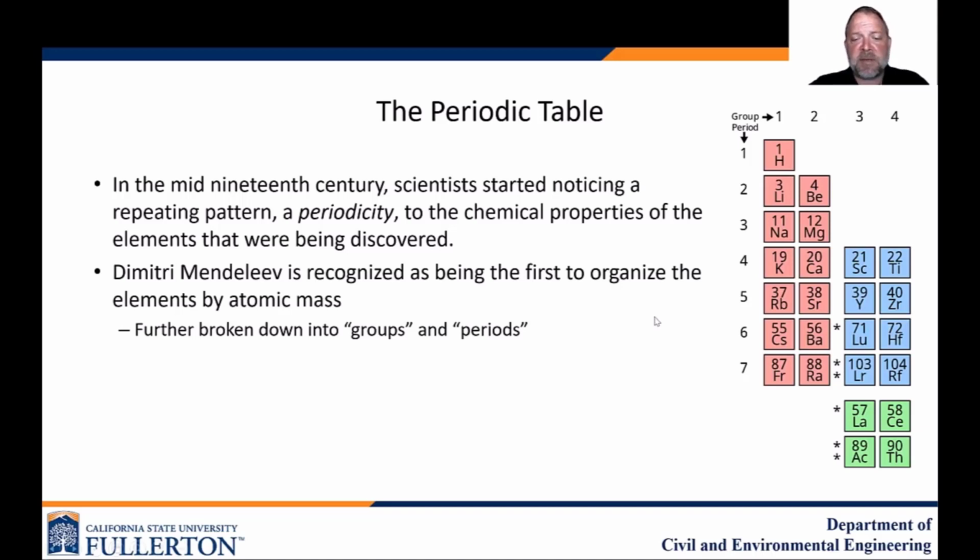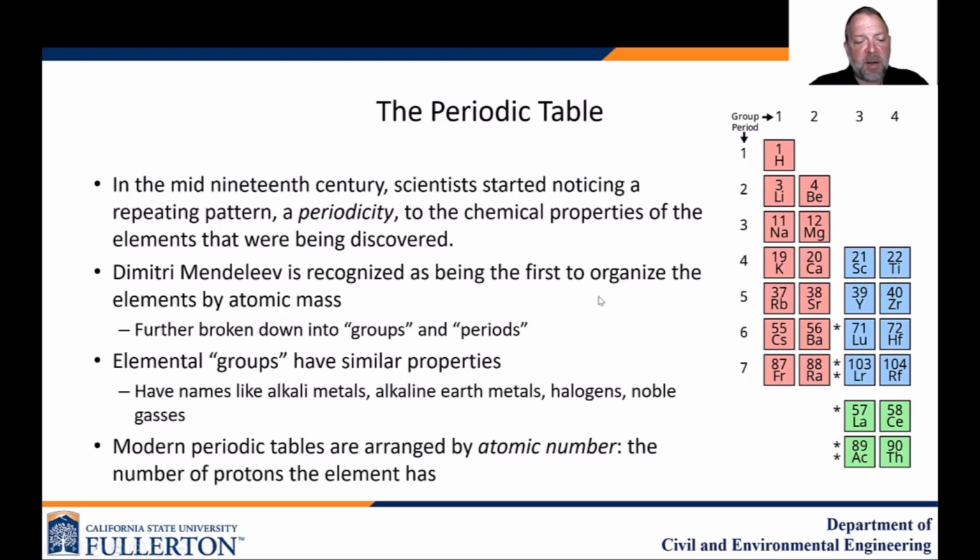Dmitri Mendeleev is recognized as being the first to organize the elements by chemical mass. Interestingly, we don't actually organize them by chemical mass anymore. Now we organize them by the number of protons. But at that time, he organized them by atomic mass and formed groups and periods. So on the right-hand side, you can see here, I have groups that are the columns of the periodic table, and then periods are the rows of the periodic table.